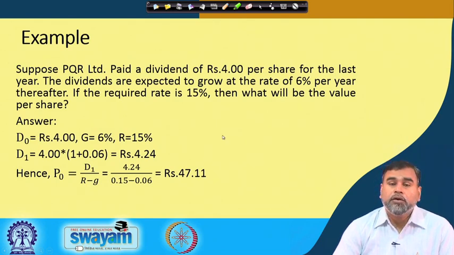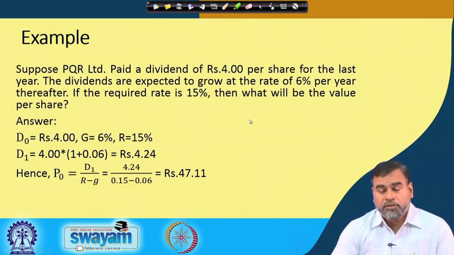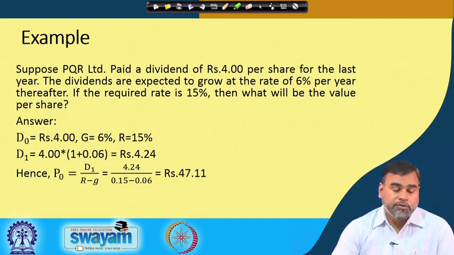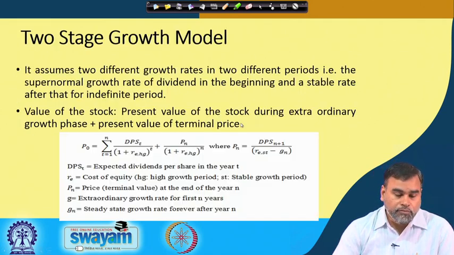So, this is the way the valuation of equity is done if the growth rate remains constant for an indefinite period of time. That is very easy to calculate, because if you have the D0 value, then you can use that formula and get the answer.